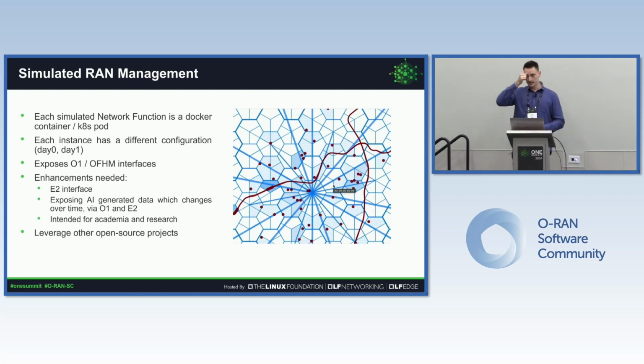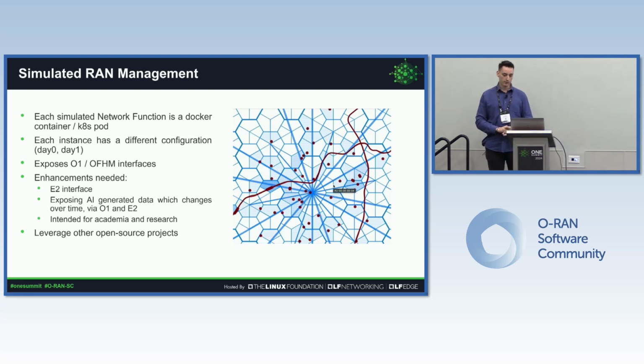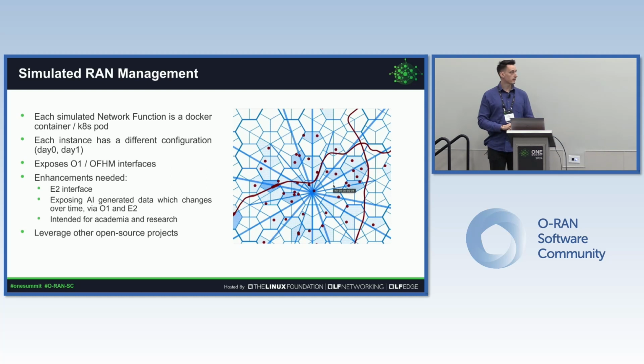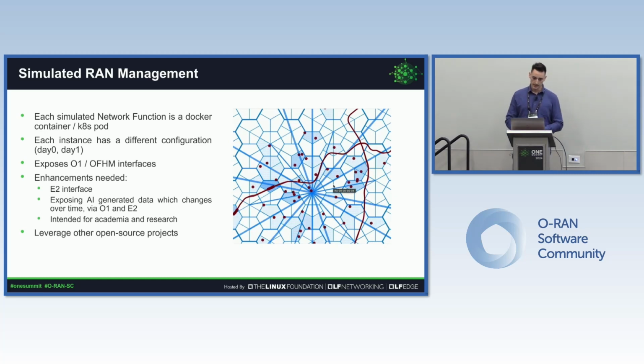But of course, this is not intended to replace industry products there, so we don't want to make a new super powerful simulator in open source that can replace all the commercial products, but having a more powerful simulator is intended for academia and research, and really enabling new people working on this. And to do so, we need to leverage other open source projects which are out there. So we would need to integrate our O1 and Open Fronthaul simulator with other simulators that are out there in order to create a more powerful simulation environment.